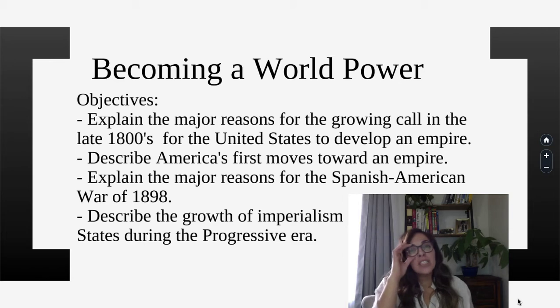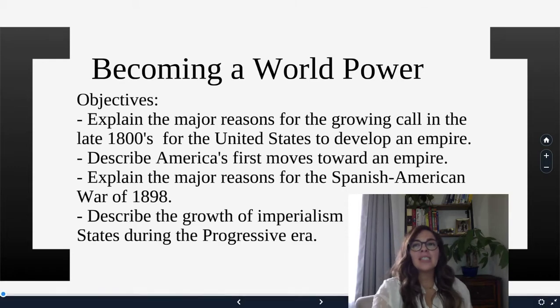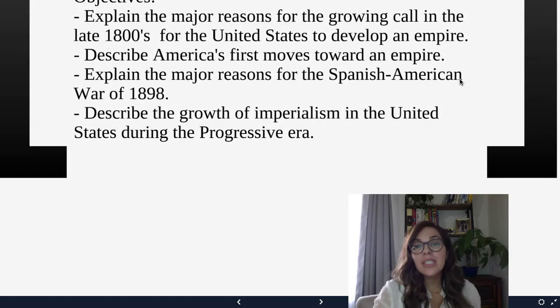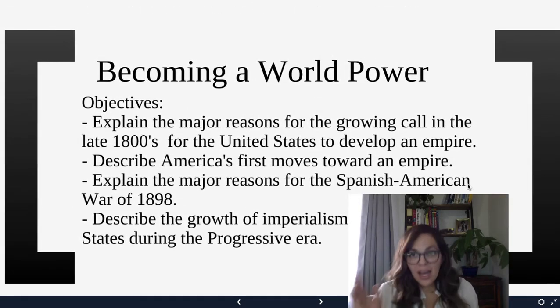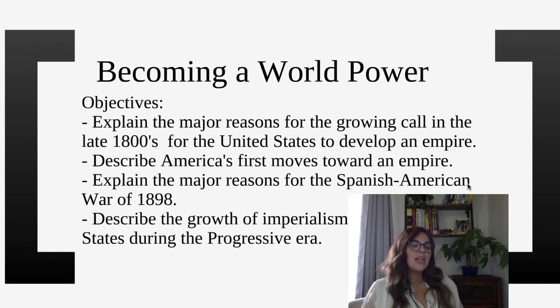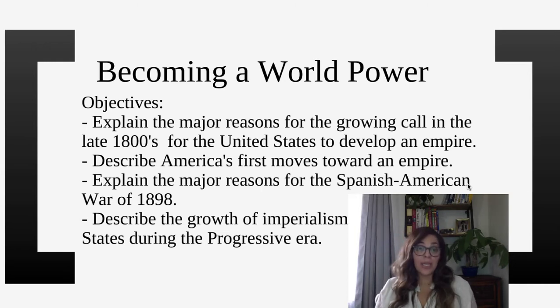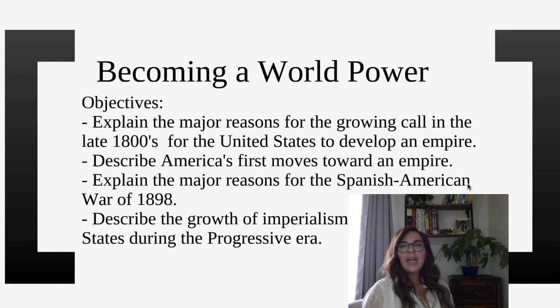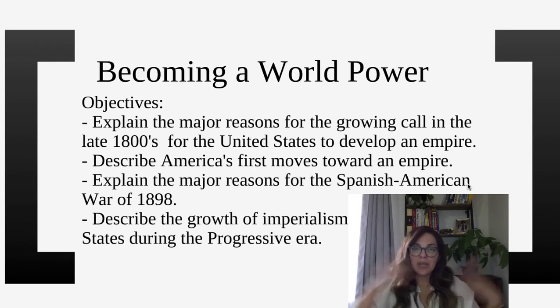Then we're going to explain the major reasons for the Spanish-American War of 1898, and then we'll describe the growth of imperialism in the United States during the Progressive Era. So that is what we're going to be discussing today. Before we get into World War I, this is all part of Chapter 20 in your book. So just go back and read that chapter if you haven't already done so. And today we're going to talk about the major points, the big ideas that you should absolutely know before moving on to the test. Okay.